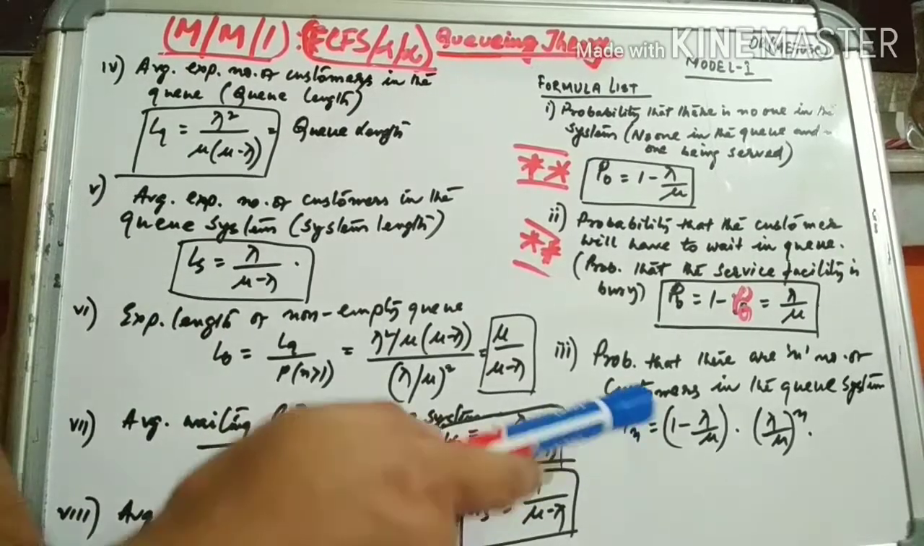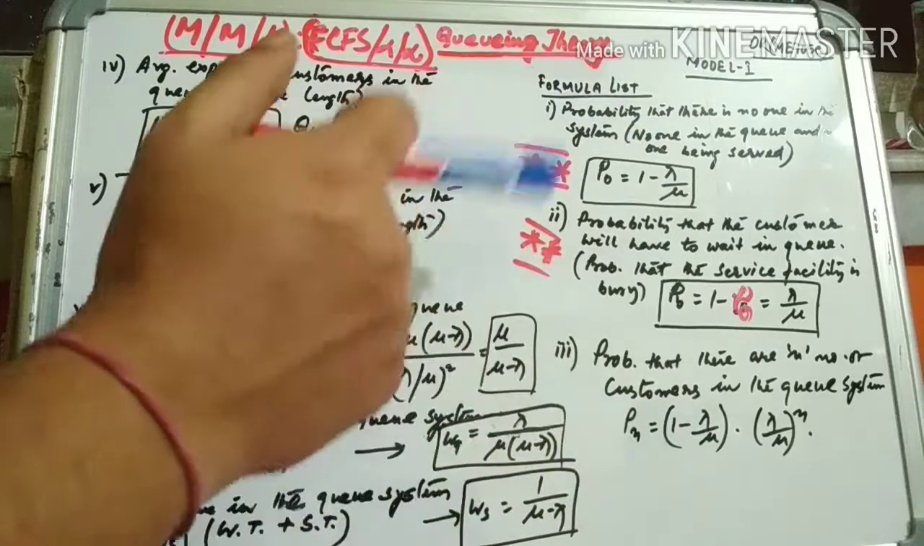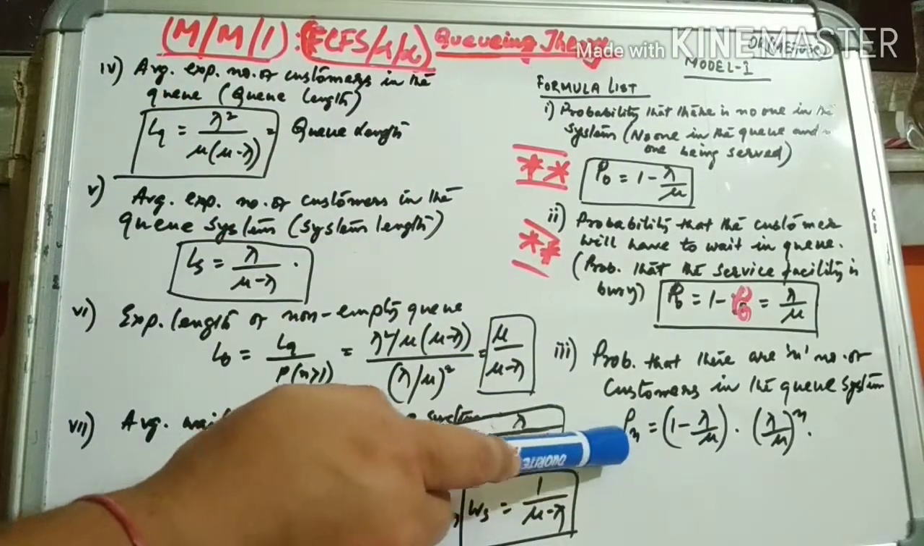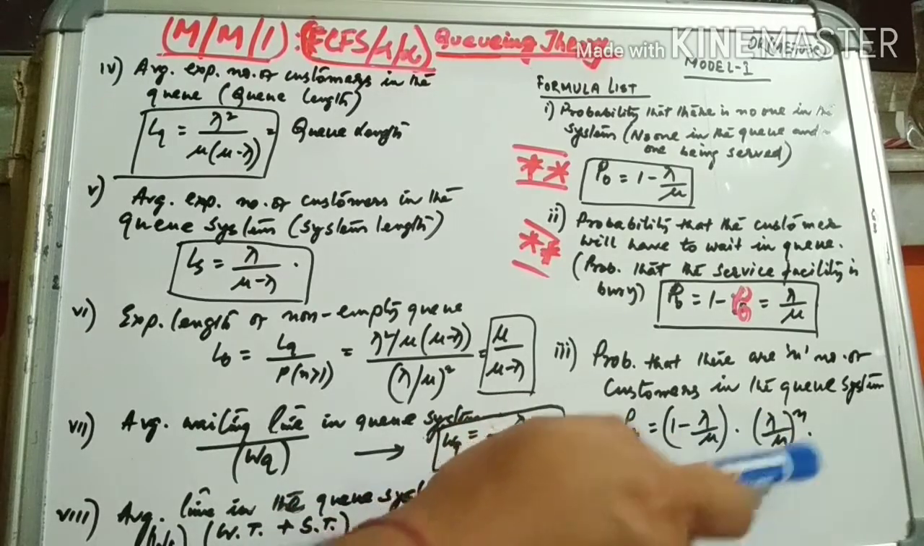The next part says the probability that there are n customers in the queue system, which is given by Pn equal to (1 minus lambda by mu) times (lambda by mu) to the power n.